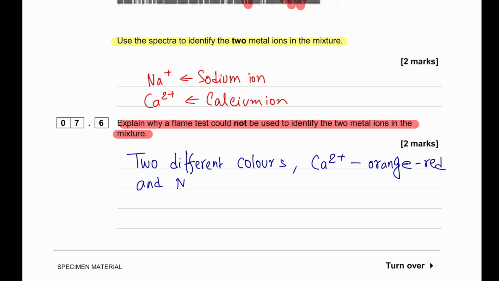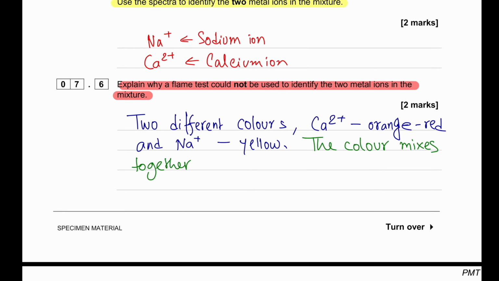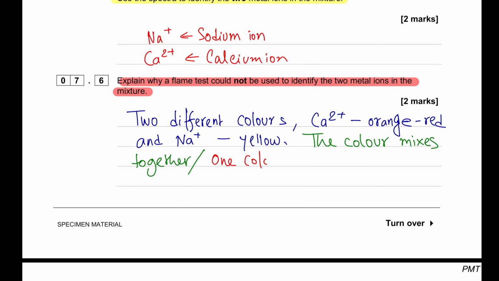When we have both of the metal ions in the solution, the colors are going to mix together. As a result, one color will mask the color of the other one and give us a combination result, which will be difficult for human eyes to detect which 2 metal ions are present.